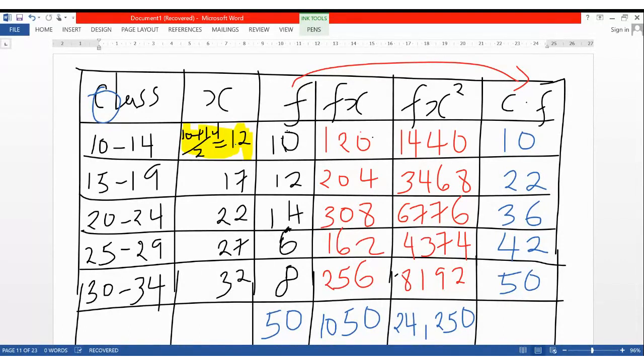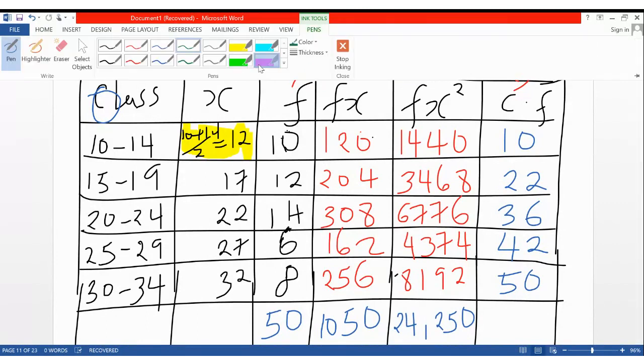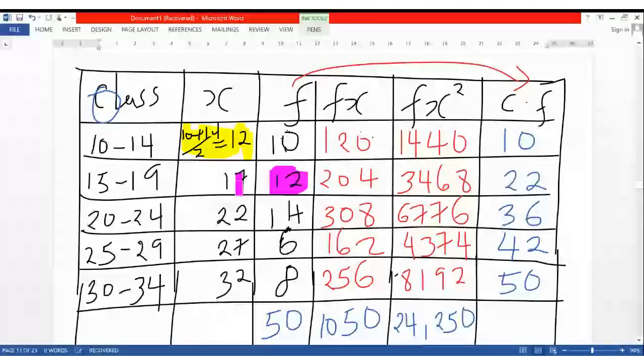Or you can take the frequency, which is 10, and then multiply by x squared. Our x, remember, is our midpoint. So 12 squared is the same as 144, you'll get 1440. The second entry here, this one is my f, you can see is 12, and then this other value is 17. So I'm multiplying 12 times 17 squared. I'll get now 3468. That's how I'm doing it. I'm just squaring the x. You take the f and then you multiply with x squared.